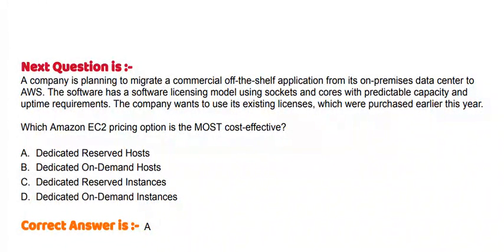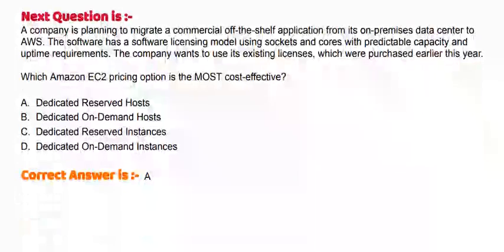Option A, dedicated reserved hosts. Option B, dedicated on-demand hosts. Option C, dedicated reserved instances. And option D, dedicated on-demand instances. And the correct answer is option A.